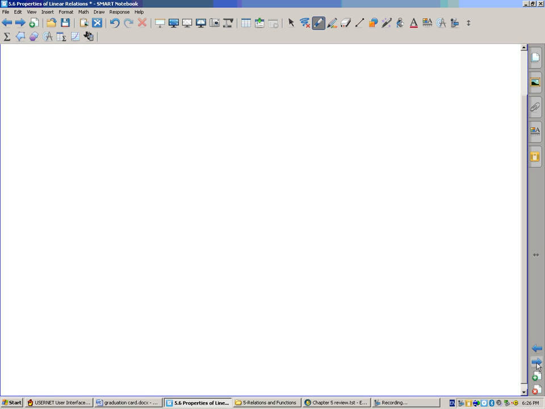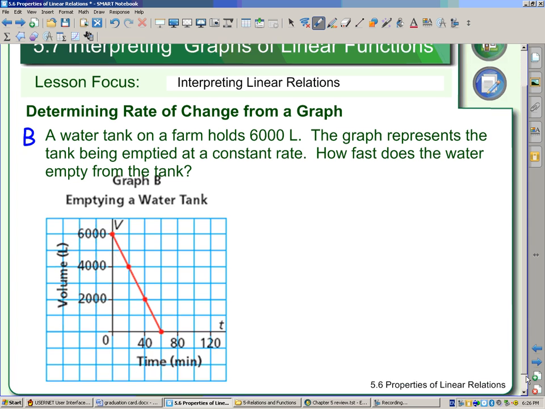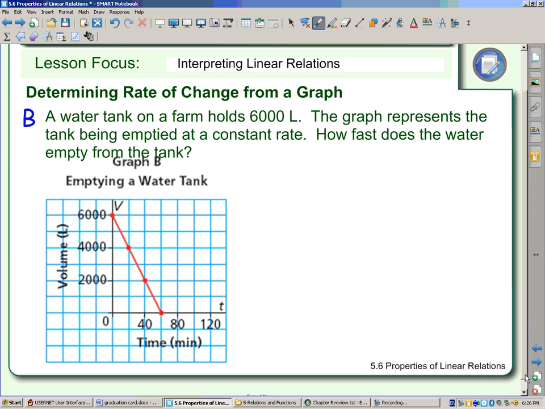Okay, now let's look at another one. This is it being emptied. So I want you to take a moment, right? Same type of question. We have 60,000 liters. We want to know the rate of change that's being emptied. How fast is water emptied from the tank? Right, so can you please calculate the rate of change for that?